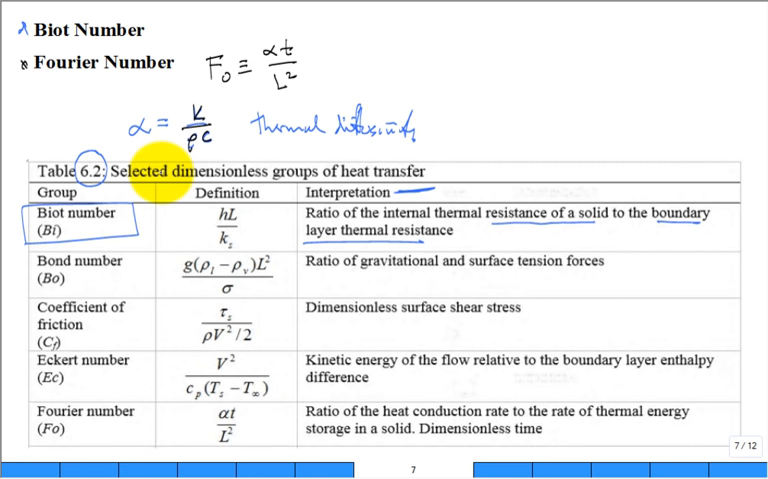All right. The Fourier number is, as it's shown, alpha t over L squared. It's the ratio of the heat conduction rate to the rate of thermal energy storage in a solid. Basically, it's a dimensionless thermal time. That's what it is, a dimensionless thermal time. So if the Fourier number is low, it didn't have enough physical time to transfer a lot of the heat. If the Fourier number is high, there was sufficient thermal time for transferring a lot of heat.